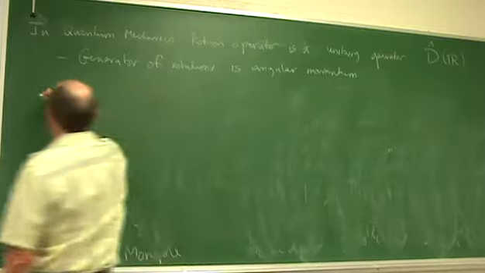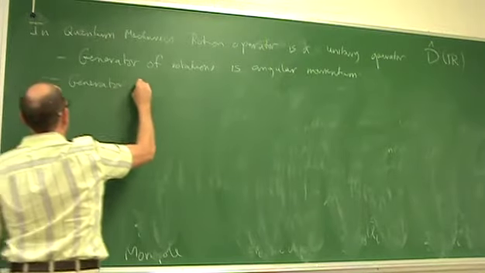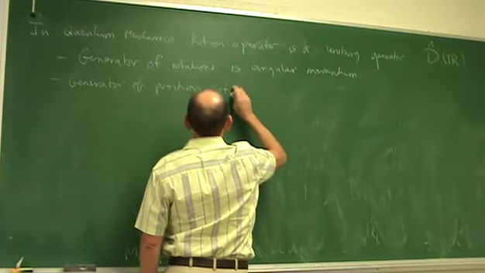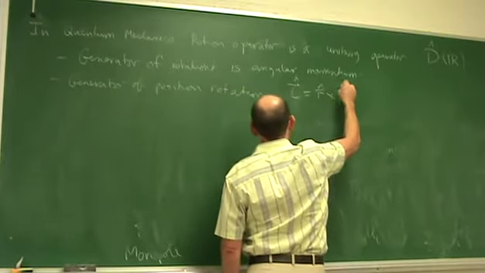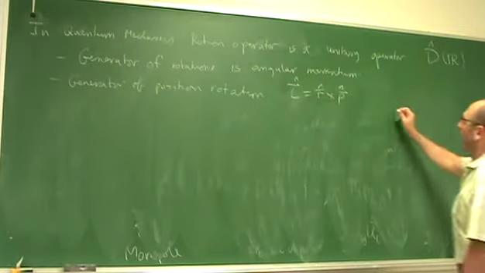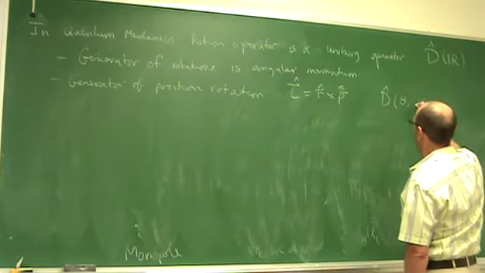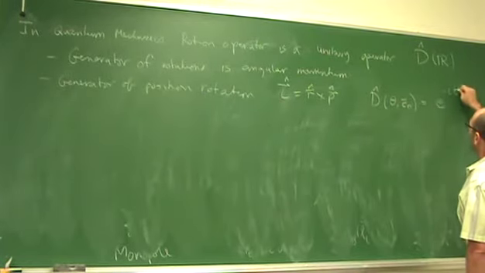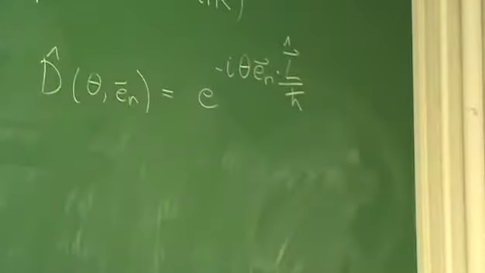So for example, the generator of position rotation is the angular momentum operator R cross P. And so a rotation about a particular angle and a particular axis is generated by the angular momentum operator.